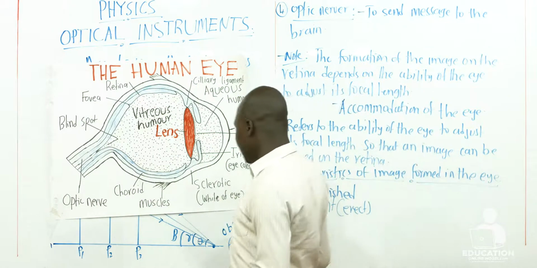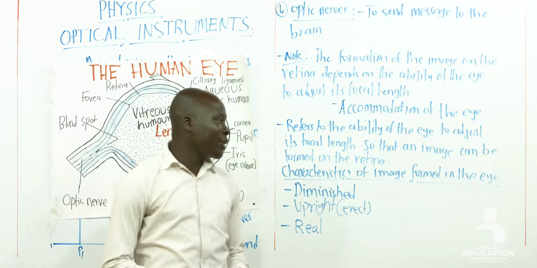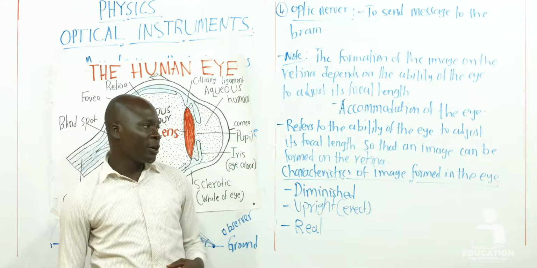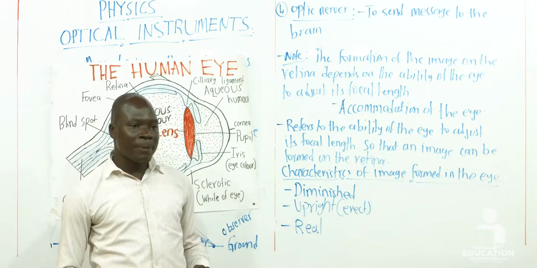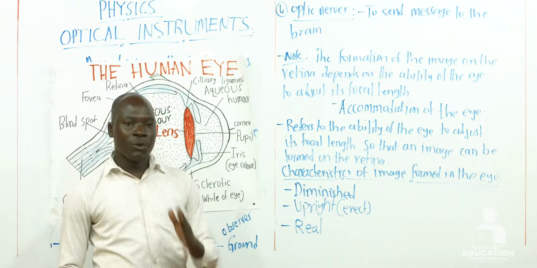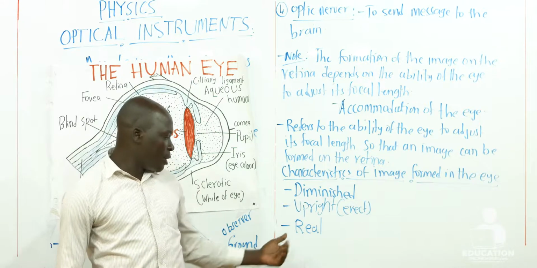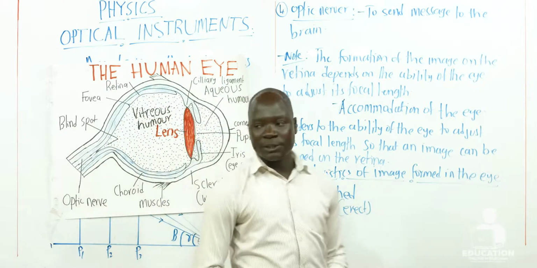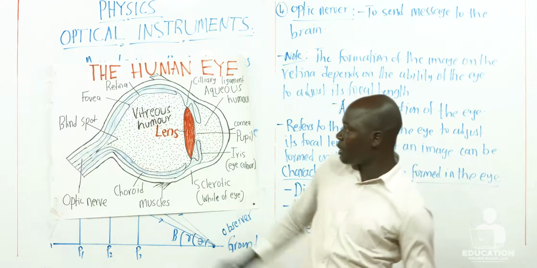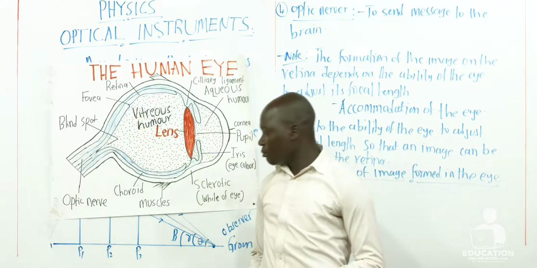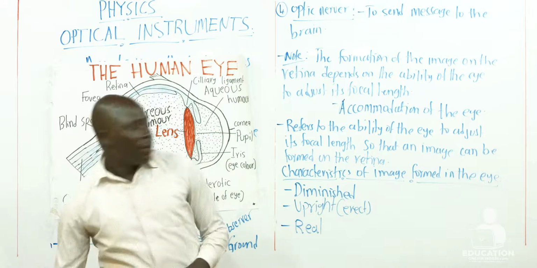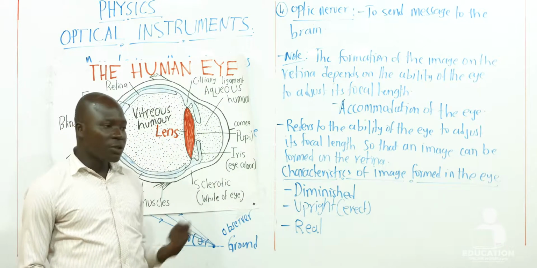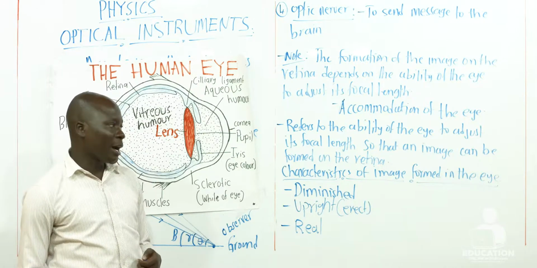So dear learners, these are the characteristics of the image that will be formed in the human eye. The image will be diminished, meaning smaller than the object. The image will be upright, that is, it will appear the way you are looking at the object. Then the image will be real, meaning it is formed by real intersection of rays, or it is formed on the screen, and we say the screen is called the retina. So dear learners, these are some of the important points that we have to note about the human eye.